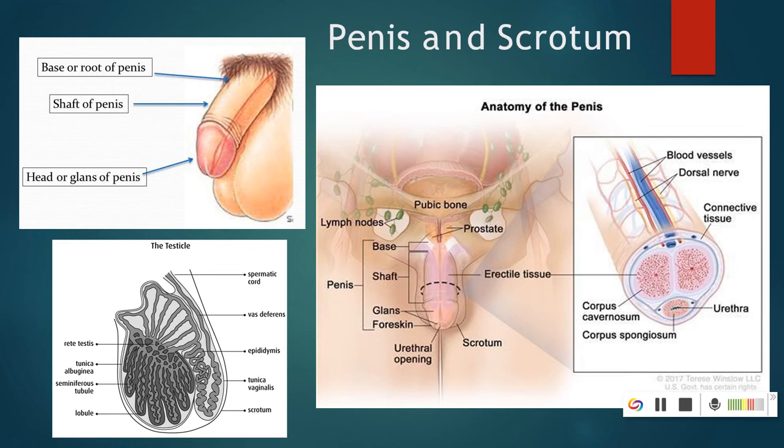There are a lot of different blood vessels, veins and arteries, inside the penis because it has to be engorged with blood for reproduction. The dorsal nerve goes toward the top. There's the connective tissue, the urethra, corpus spongiosum, the corpus cavernosum, which are the erectile tissues that are engorged with blood. They're very spongy.